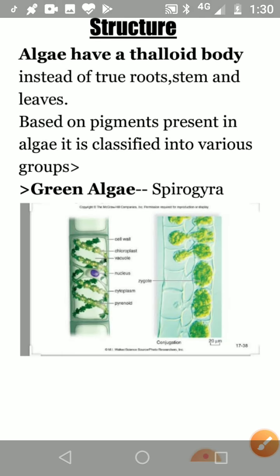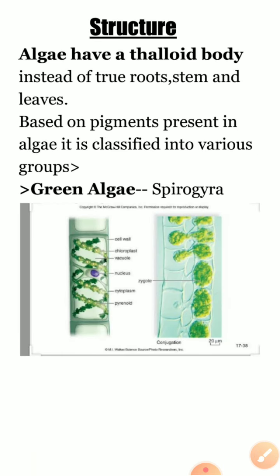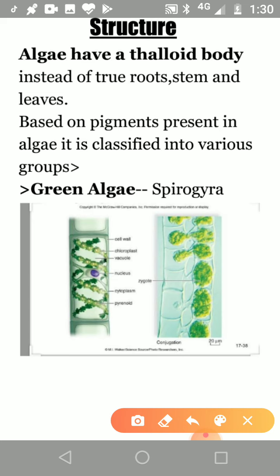Now we move to the next part, the structure of the body. As we can see, algae have a thalloid body. What do we mean by a thalloid body? A thalloid body means they do not have true roots, stems and leaves. Basically they have a flat body, and they do not contain any true root, stem and leaves as the other higher plants have.